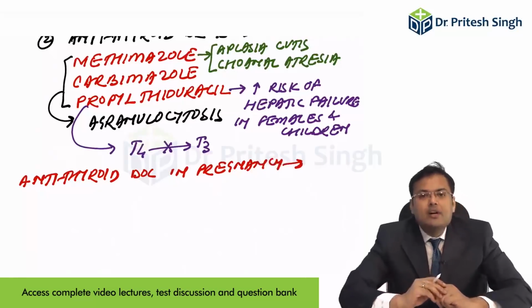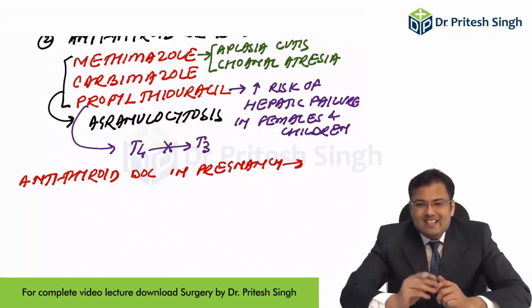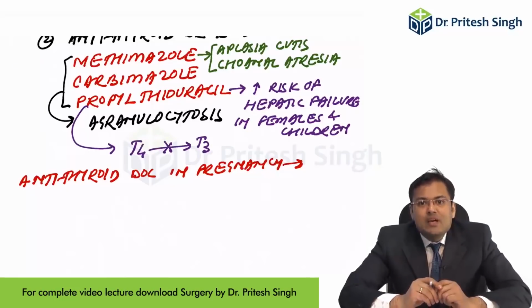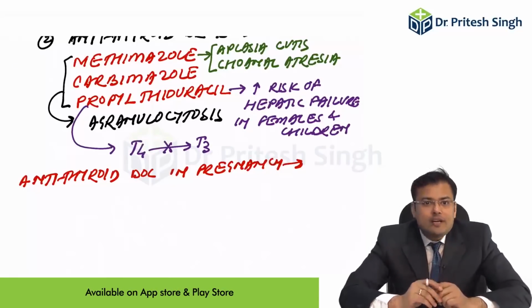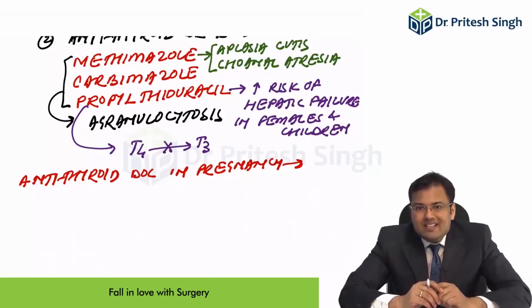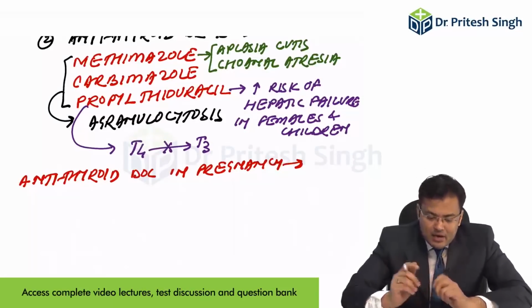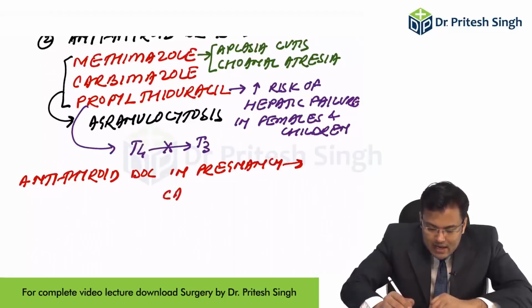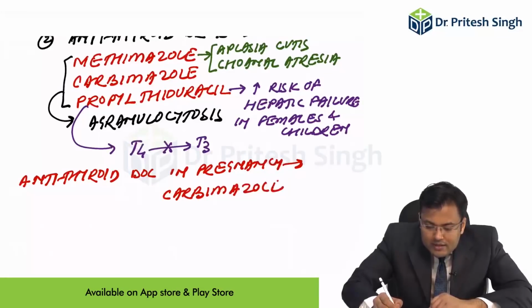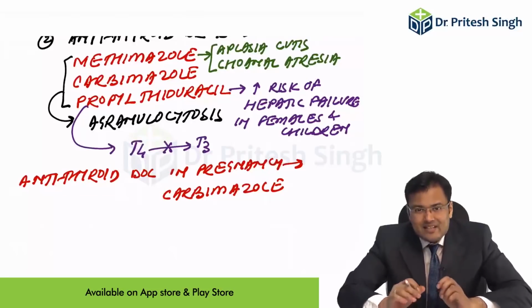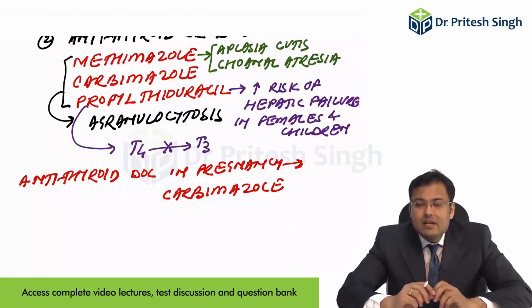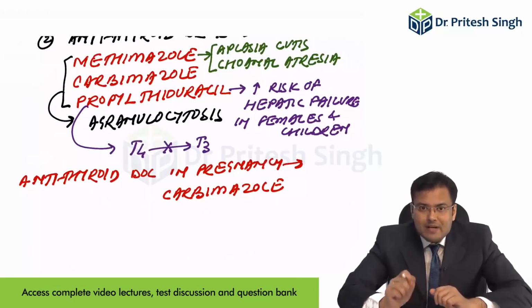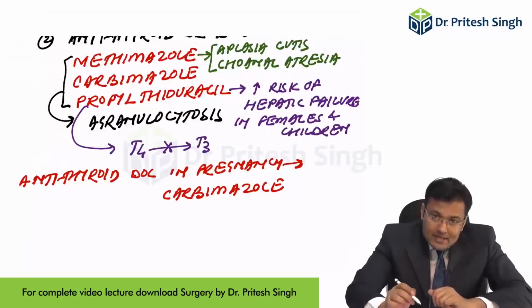So can you see? You cannot give methimazole because it increases the risk of aplasia cutis and choanal atresia. You cannot give propylthiouracil because it increases the risk of hepatic failure. So what is the anti-thyroid drug of choice in pregnancy? It is carbimazole. Let me tell you, in some books it is not updated yet. In some books, it's still given propylthiouracil, which is wrong. The correct answer is carbimazole. After that, second question.